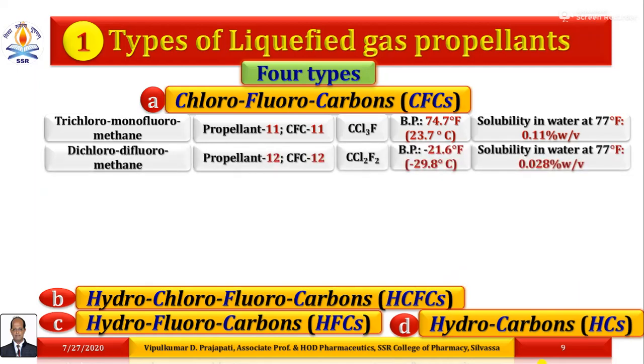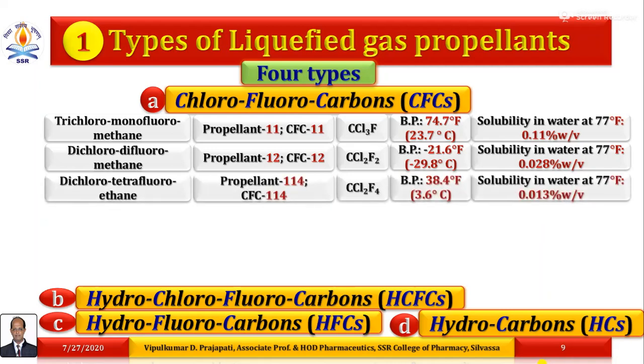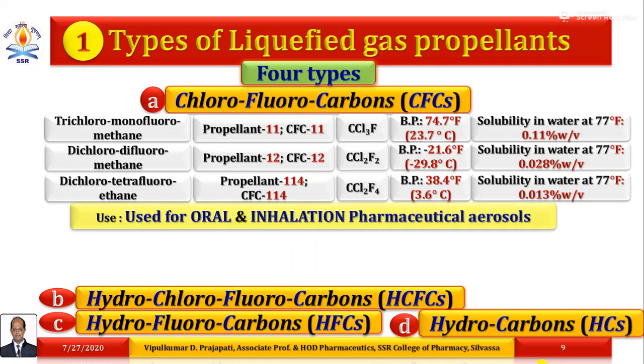Second example of chlorofluorocarbons is dichlorodifluoromethane. It is normally known as propellant 12. Third example, dichlorotetrafluoroethane. It is propellant 114. Where are these types of propellants used? They are used for oral and inhalation pharmaceutical aerosols formulation.